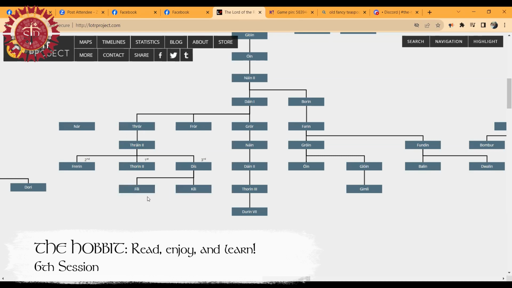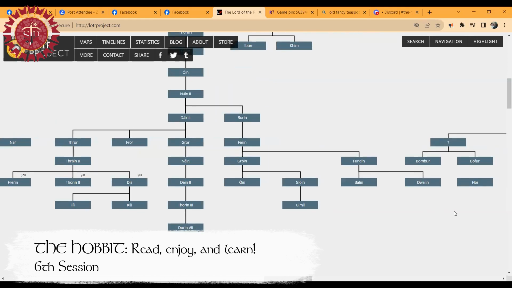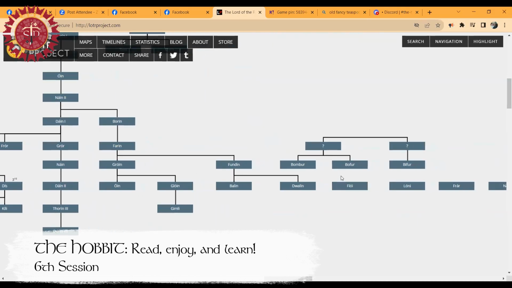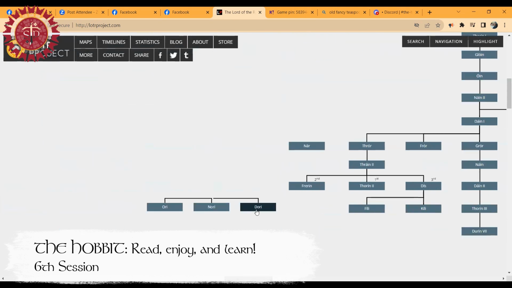So this is Fili and Kili, and this is their mom, who was Thorin's sister. And Oin and Gloin are here, and Balin and Dwalin are here, and I put Bofur and Bifur as brothers, but they weren't. Bofur and Bombur were brothers, and Bifur was their cousin or something. And Ori and Nori and Dori are here. I'm guessing Tolkien didn't really say much about them.